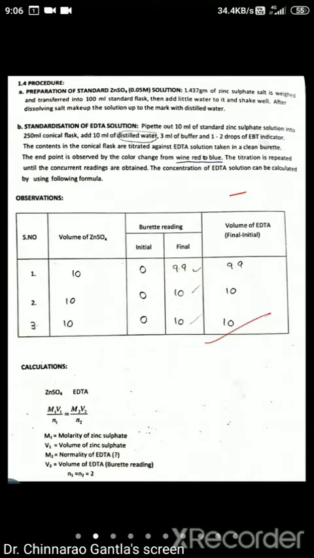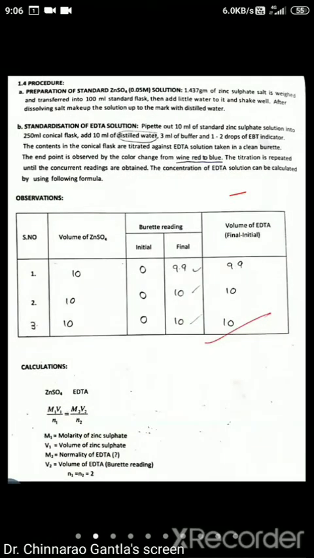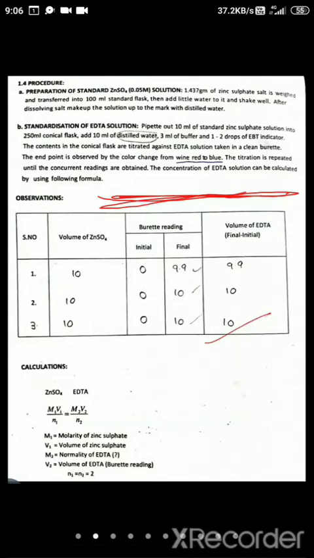Okay, I'll repeat again. Very important here. This is the standardization of EDTA. How to standardize? Take a conical flask: 10 ml zinc sulfate, 10 ml distilled water, 3 ml buffer, 1-2 drops of EBT. Everybody please understand the names. Zinc sulfate 10 ml, 10 ml distilled water, 3 ml buffer, 1-2 drops of EBT.